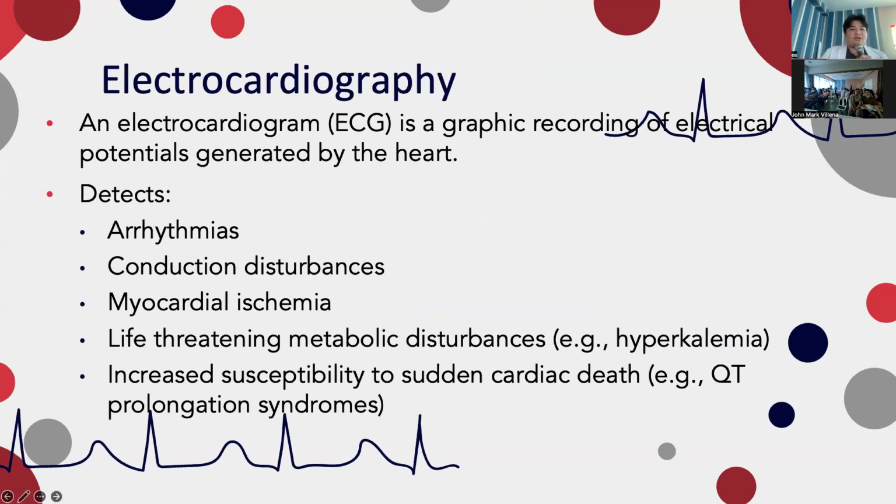An electrocardiogram is a graphic recording of electrical potentials generated by the heart. It detects arrhythmia, conduction disturbances, myocardial ischemia, life-threatening metabolic disturbances such as hyperkalemia, and increased susceptibility to sudden cardiac arrest.